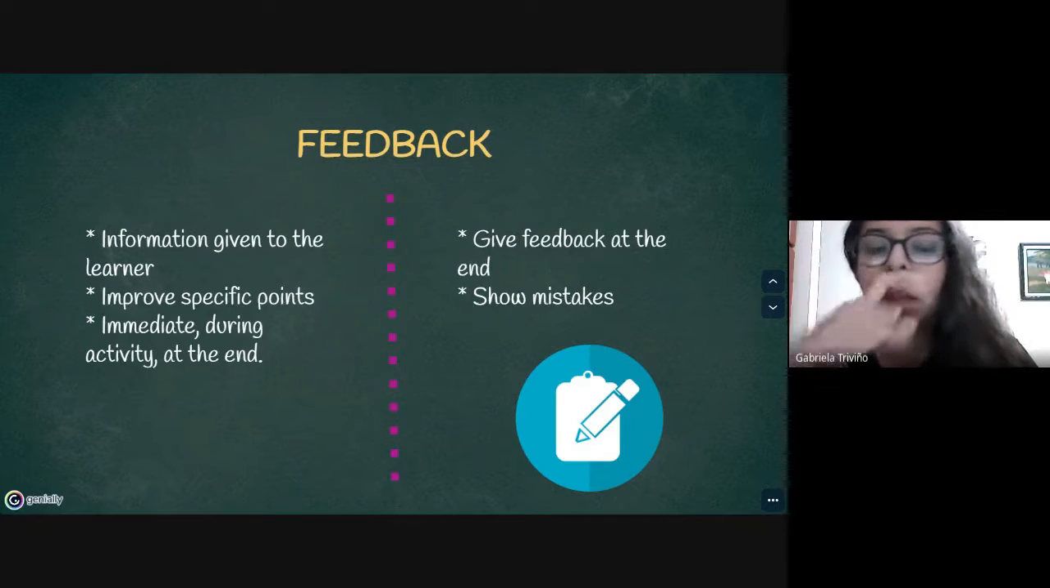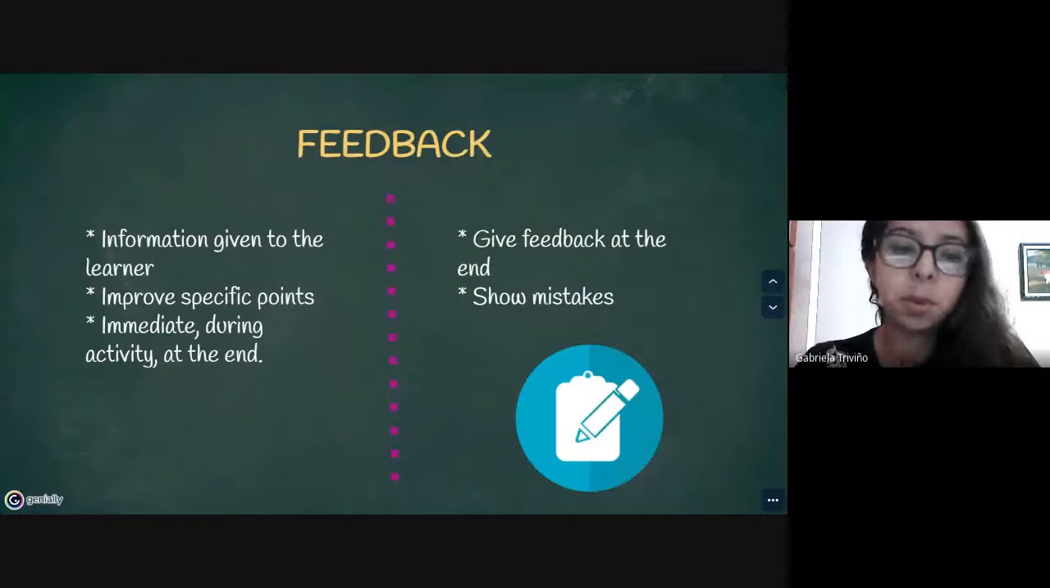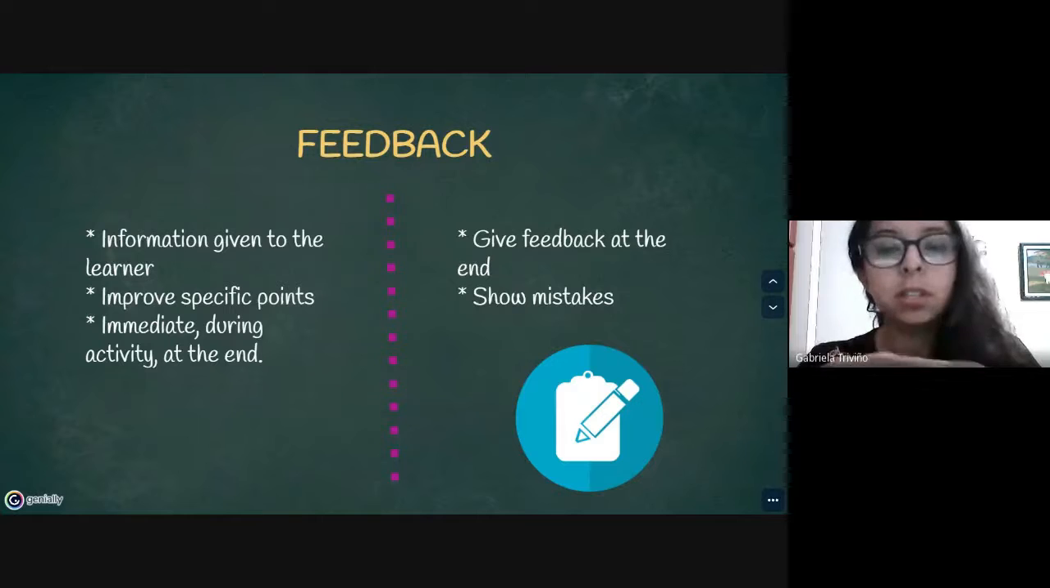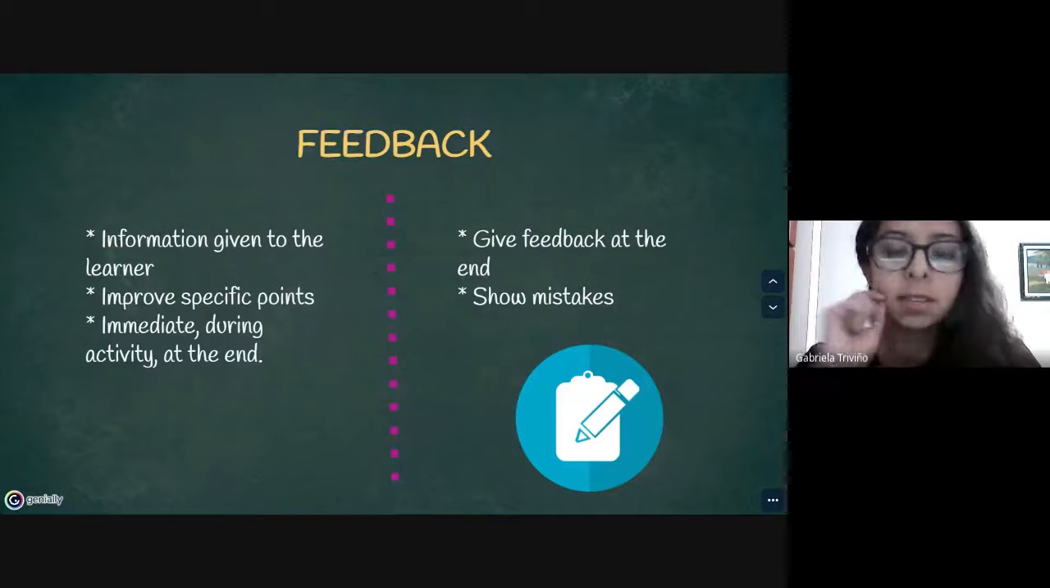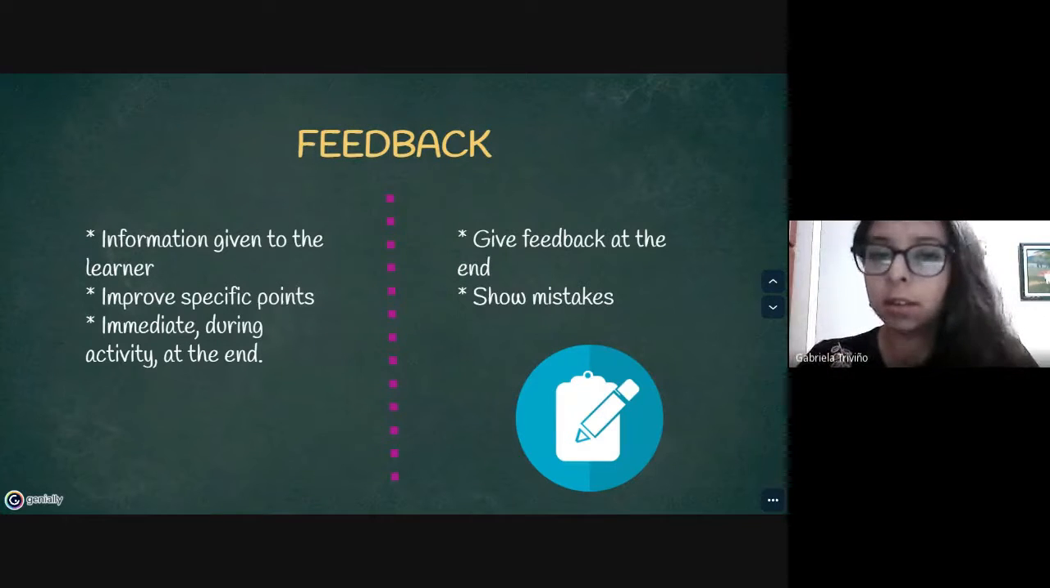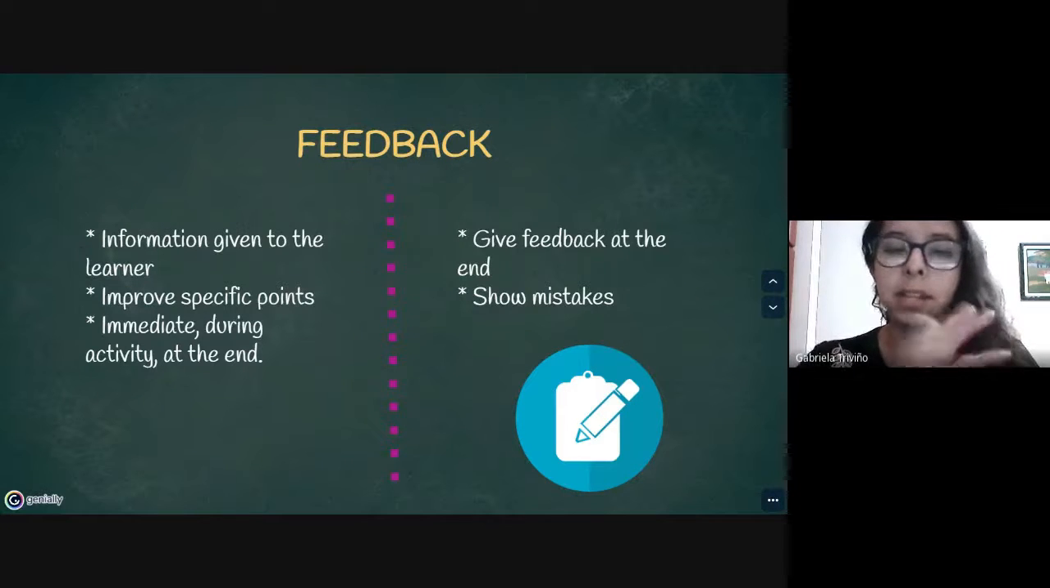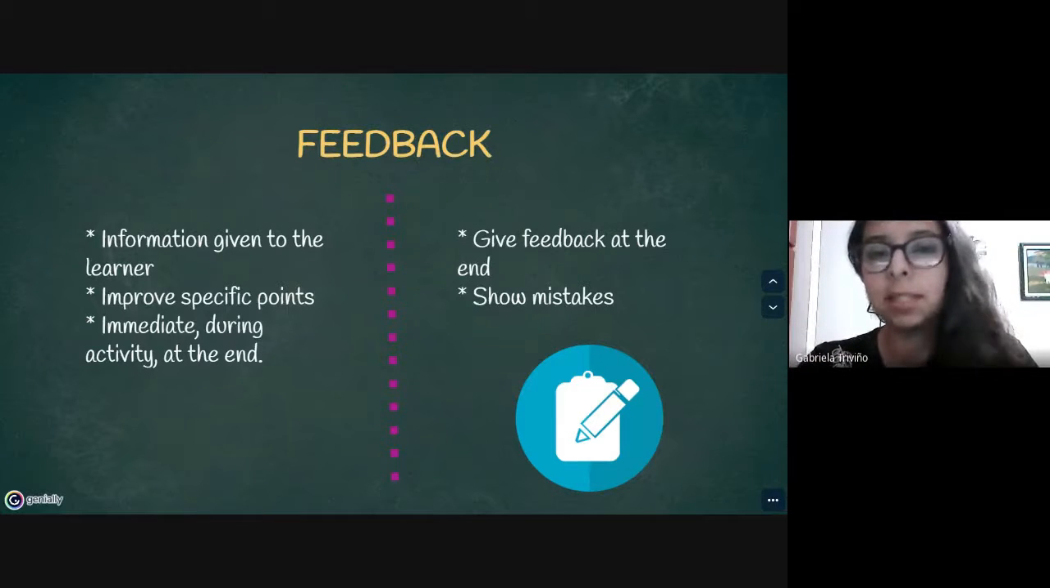So the most common example of feedback is when the teacher agrees with the students to keep silent while the student is doing their activity or their presentation. And in this moment, the teacher is just taking notes about the mistakes, about the errors, and waits until the students finish to tell them the mistakes.